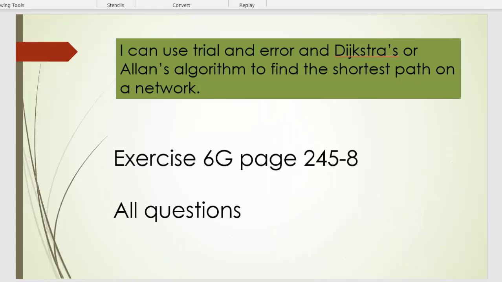And that's it. And there is your success criteria. You can use one of the algorithms to find the shortest path on a network and prove that all the other paths are longer. If you want to do more, which will be good for you, because this is definitely going to be in the exam, then 6G is on pages 245 to 248, all questions.